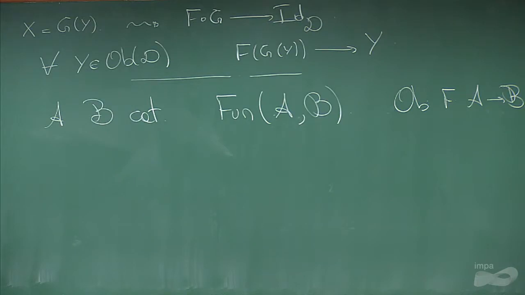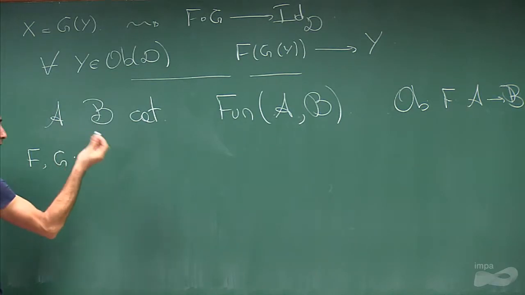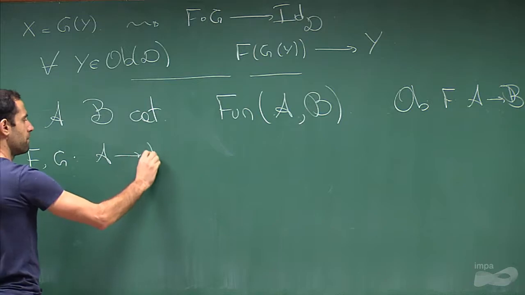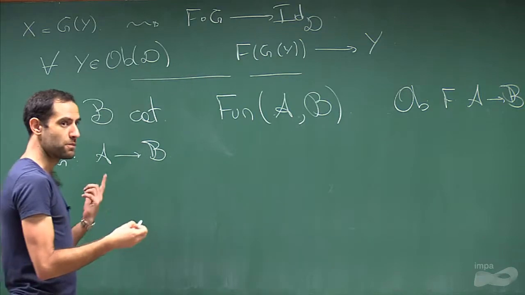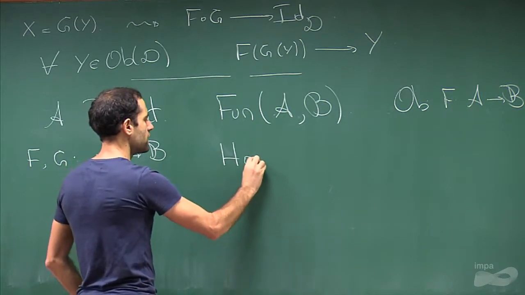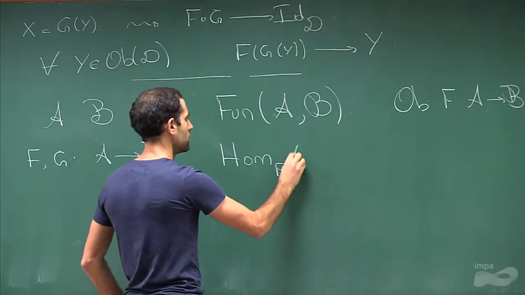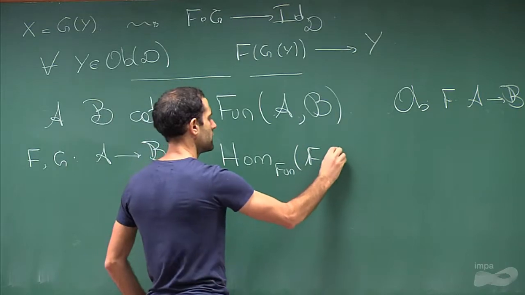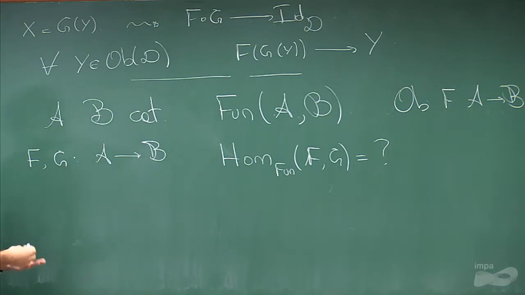So now I need to tell you what the morphisms in this category are. Suppose you give me two functors, f and g. They are both functors now from A to B. So what I need to do is to define this set Hom in this category of functors from f to g. Now this set, I'll define it to be the set of natural transformations.